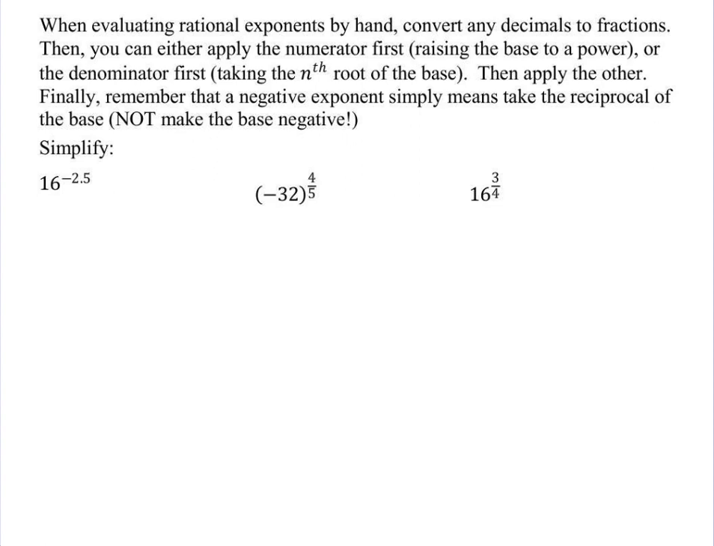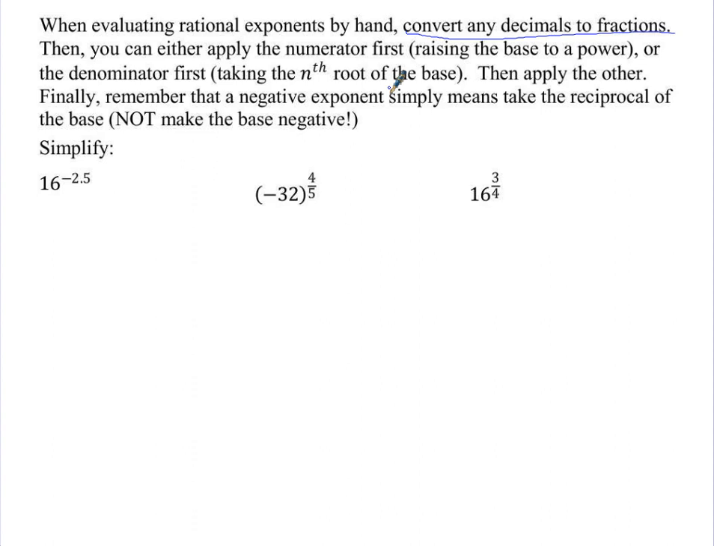Okay, lots of words. When evaluating rational exponents by hand, convert any decimals to fractions. All right. Then you can either apply the numerator first, which means raising the base to a power, or you can apply the denominator first, taking the nth root of the base, and then apply the other. You can do them in either order. That's what that property that we learned last time was, that I put a box around. I said this is like the master sort of the entire thing.